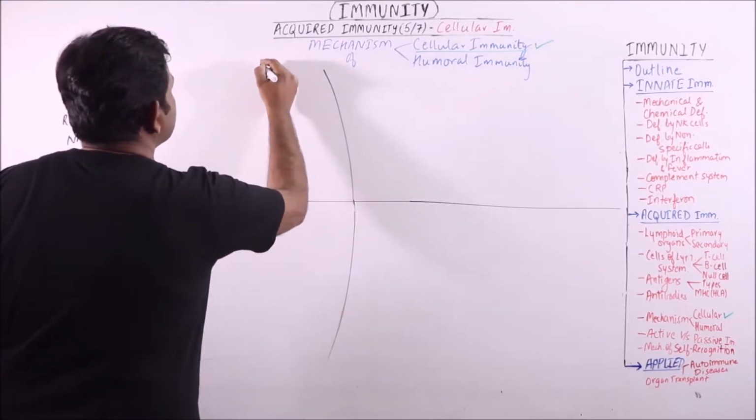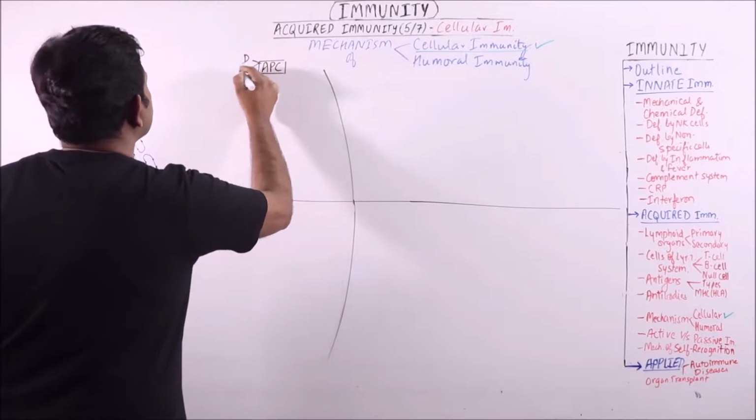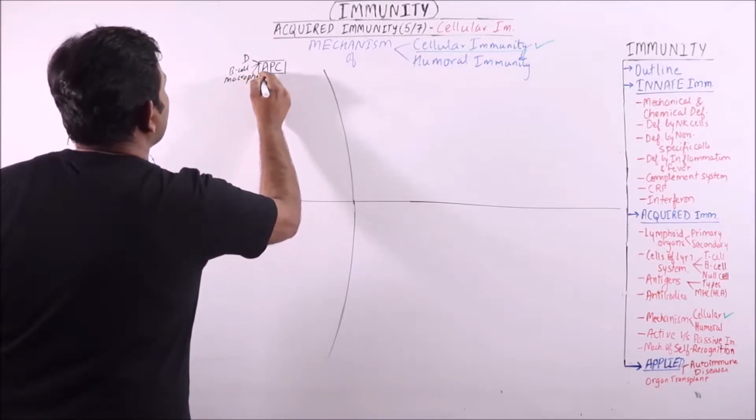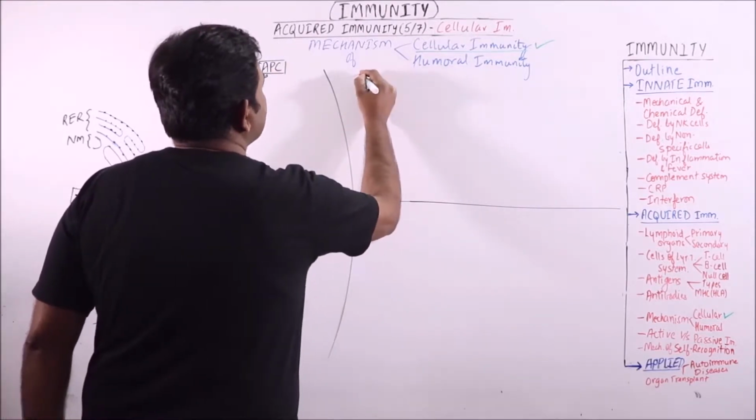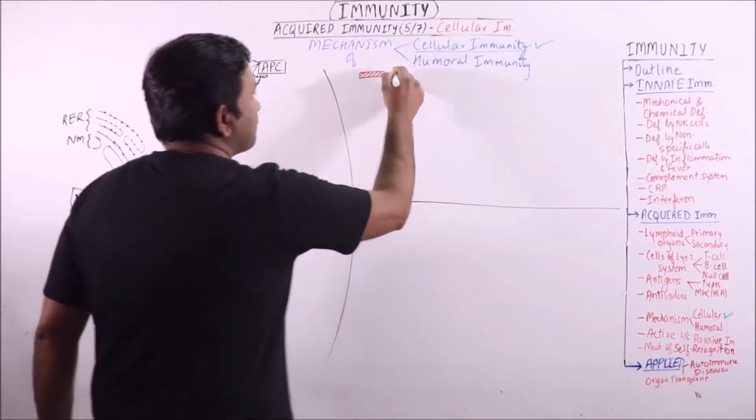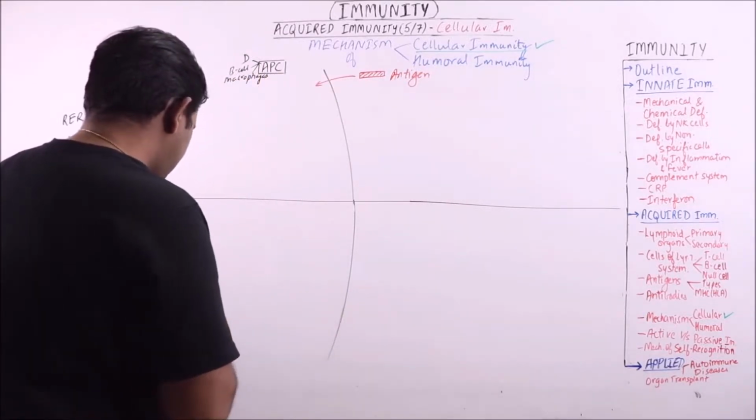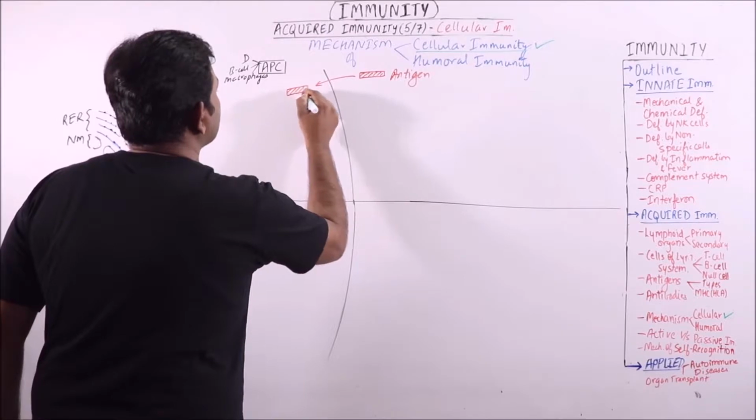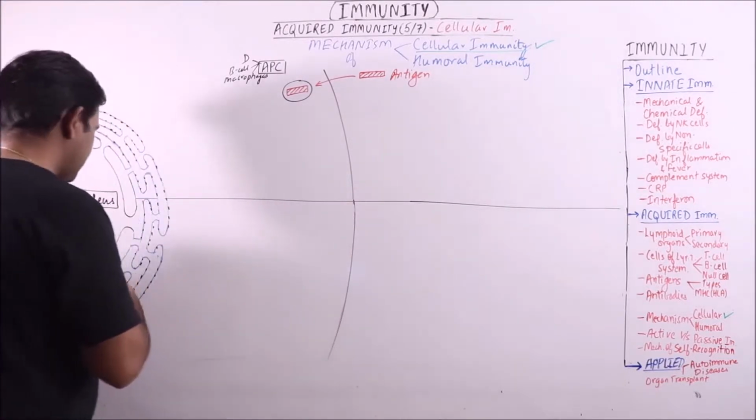Now this cell is an antigen presenting cell, like dendrites, like B cell, and like macrophages. Now this is an antigen. This antigen is engulfed by this APC. So endocytosis is done, and now it is in the cell.